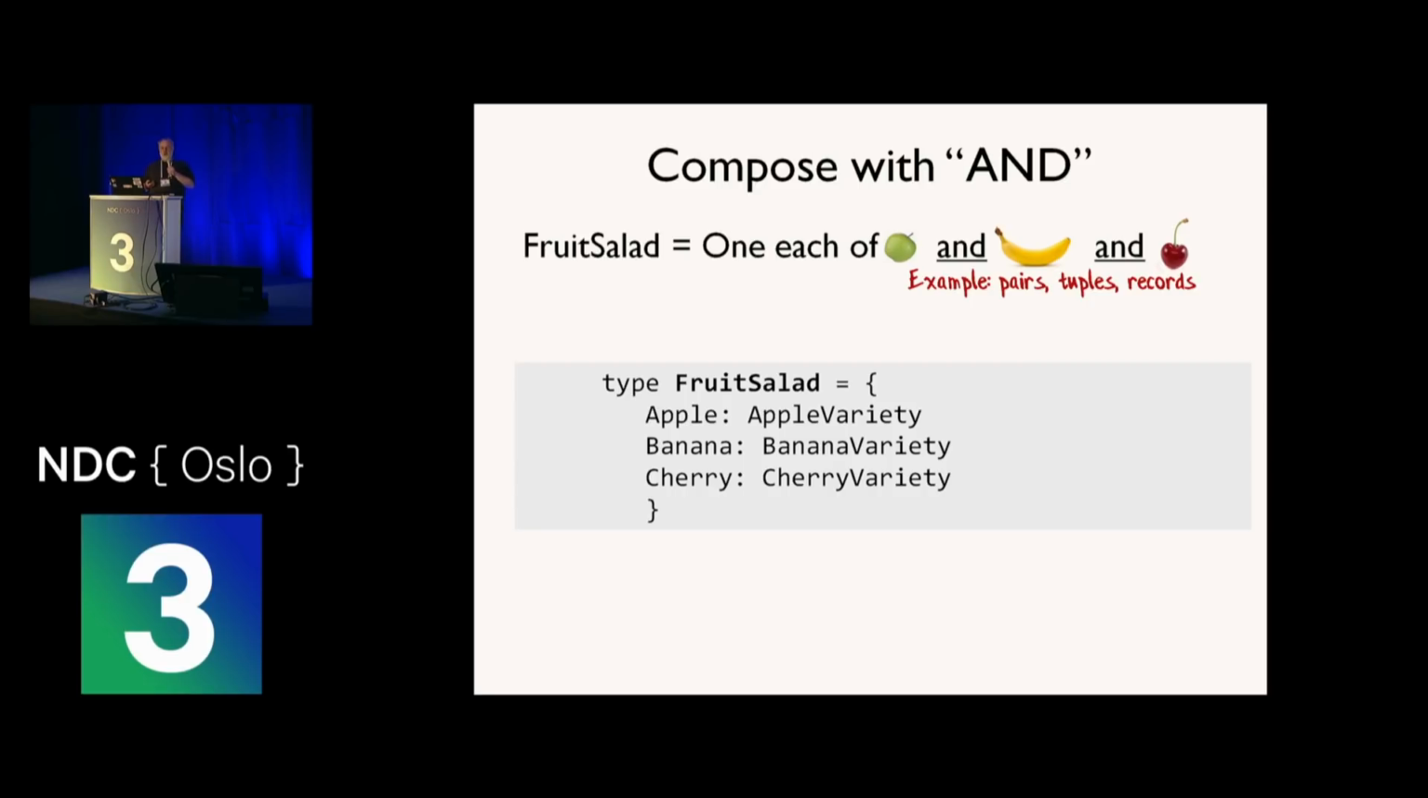So in F# we'd write it like this. We say a fruit salad is an apple and a banana and a cherry. And you can see it's kind of got fields sort of like JavaScript. And the type of apple is an apple variety, so that itself is a type of all the possible apples in the world. So that's a record type in F# with curly braces.